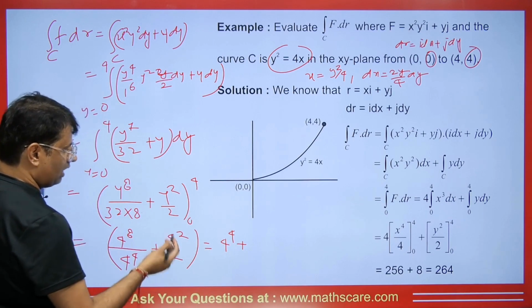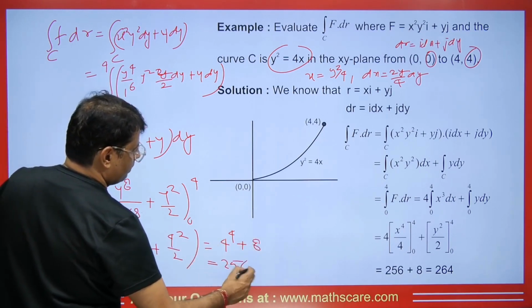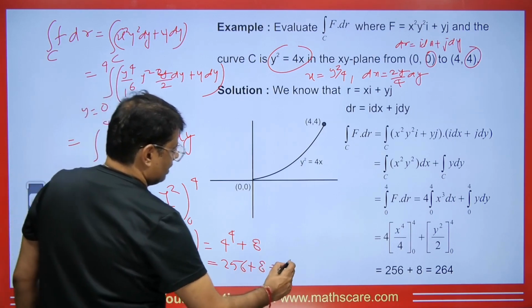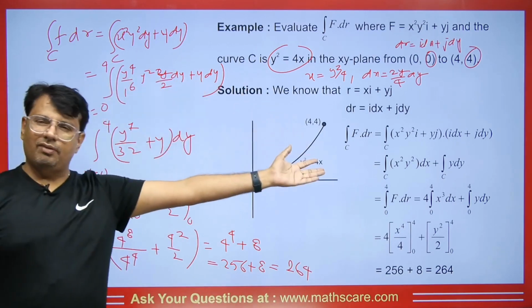And if we do this here, then 16 divided by 2 will be 8. If we simplify this, we will get 256 plus 8. We get the value from here, which is 264. We solve this in this way. So you can also see this method here.